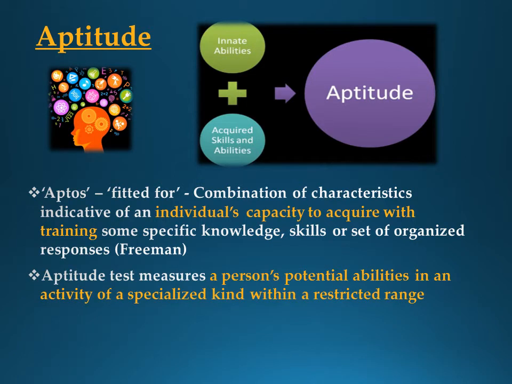Okay, so an aptitude test, what does that look like? It measures a person's potential ability in a task of a special kind with a restricted range. When I say restricted range, the task is not too easy and not too difficult. The task follows a normal distribution curve. So we're looking at how a person performs with the amount of potential he has within him after a certain amount of training on a test, right?